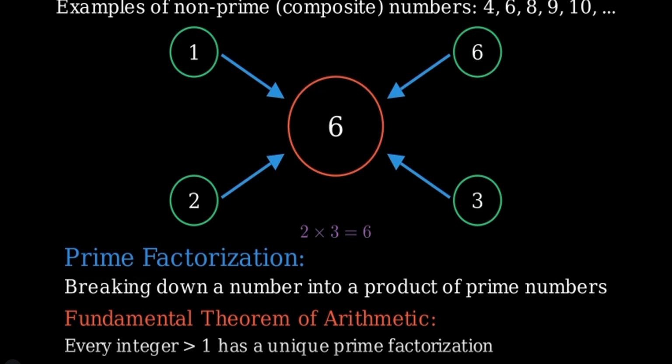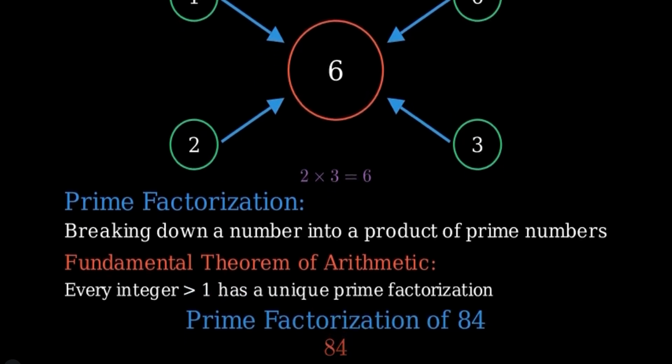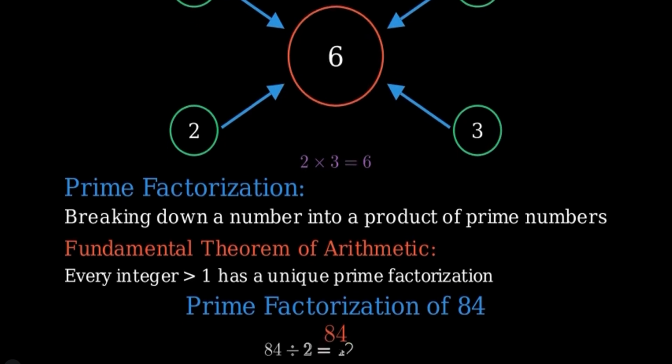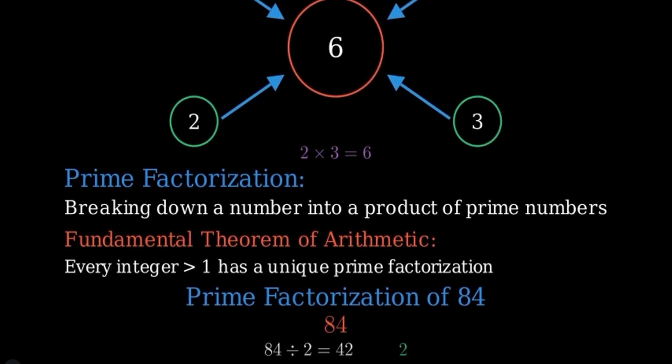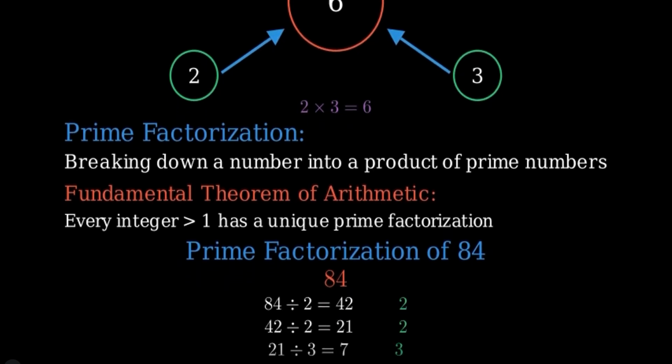Let's look at an example of prime factorization. Let's take the number 84 and break it down into its prime factors. First, we divide 84 by 2, which gives us 42. Next, we divide 42 by 2, which gives us 21. Then, we divide 21 by 3, which gives us 7.